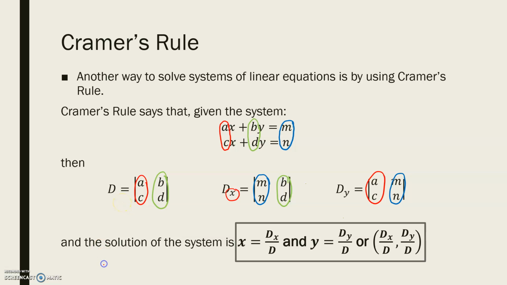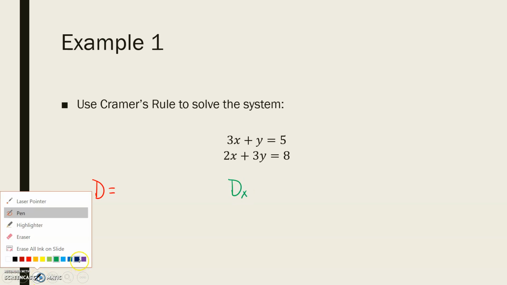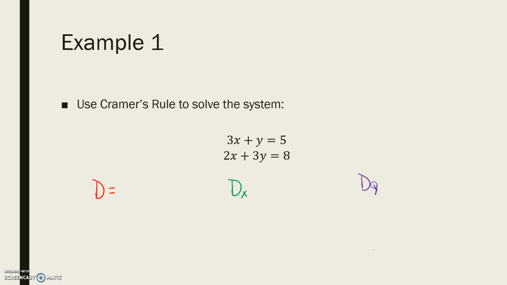And then to get the solution, the x coordinate of our system of equations is given by this determinant value over this determinant value. So it should be just a number over a number. And then for the y coordinate, I'm going to take this number over this number. Sounds a little confusing in theory, but let's try it and see what happens. So I'm going to set up 3 different determinants. I'm going to have d, I'm going to have d sub x, and I'm going to have d sub y.